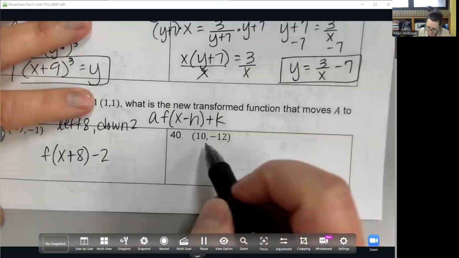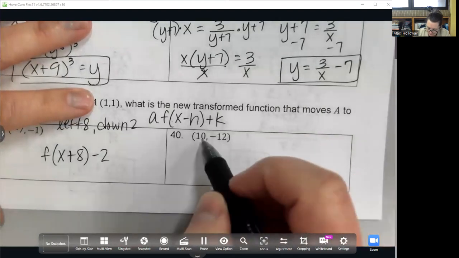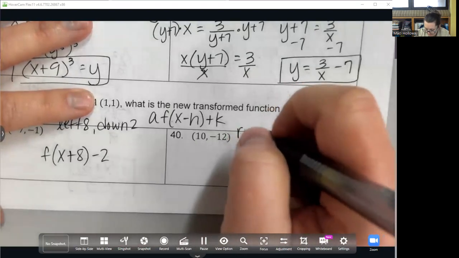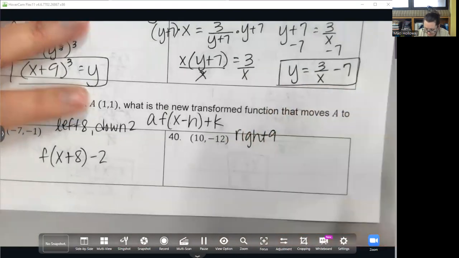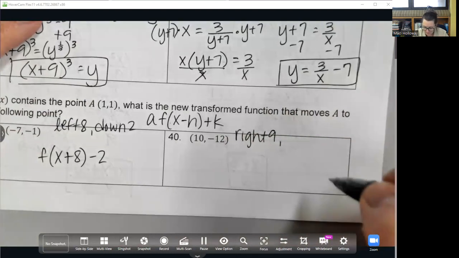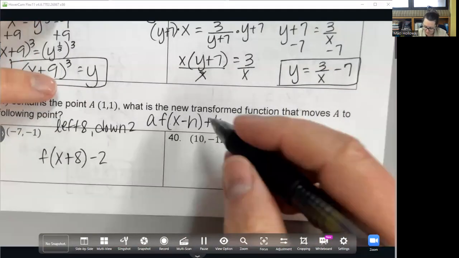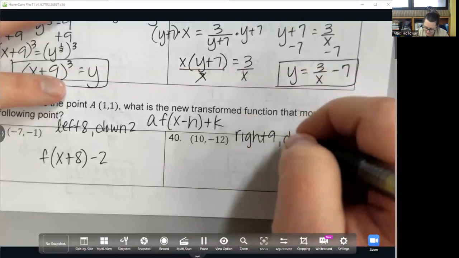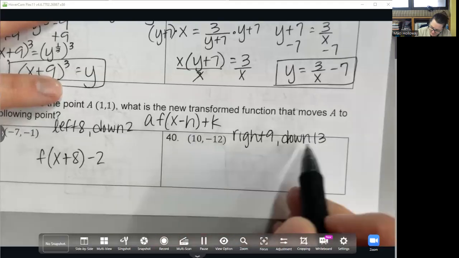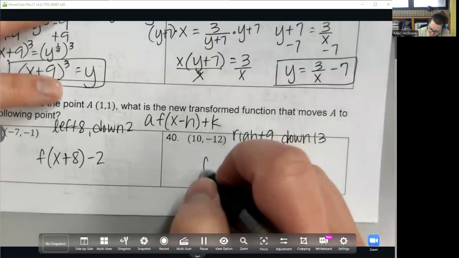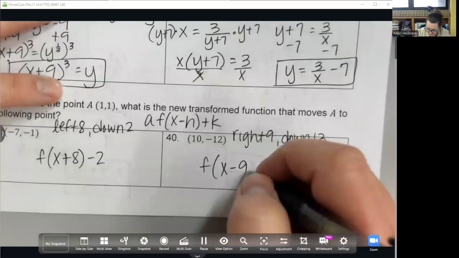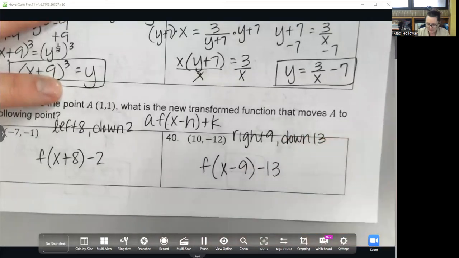All right, 1, 1 to 10, -12. 1 to 10, you're going to the right 9. It helps me to visualize it by writing it out. If you want to draw it, you can do that. Okay, 1 to -12, you're going down 13. So the 9 goes in the h, the 13 goes in the k. If you're going right 9, it's opposite. You're going to subtract 9 and down 13.